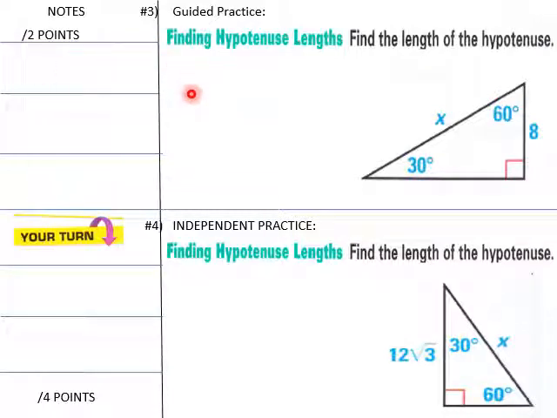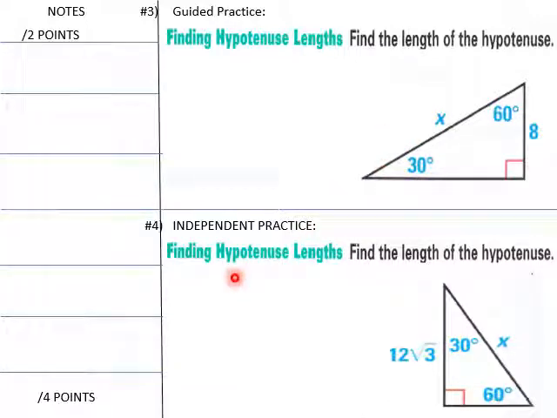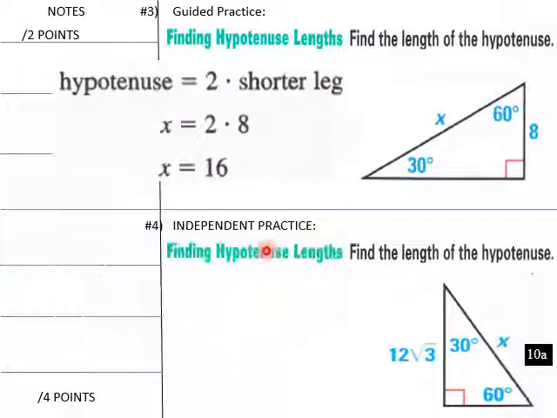Okay, students, finding hypot lengths on this one and on this one here. So, give you 5 minutes to do this. Okay, welcome back for your solutions here. Hypot equals 2 times shorter leg, which is 8. So it'll be 16 for our hypot from our short leg.